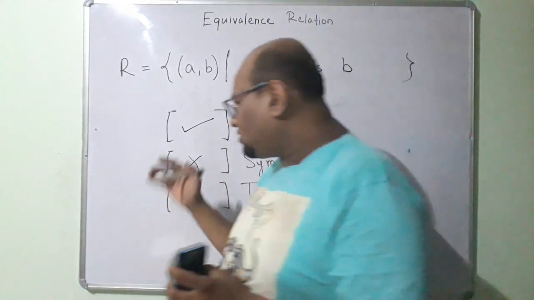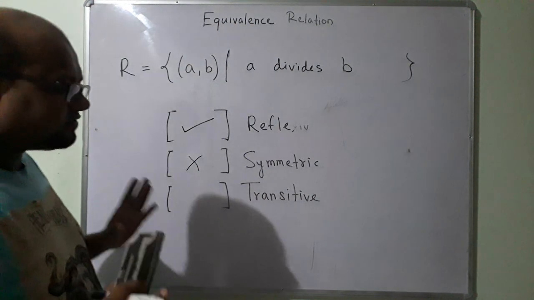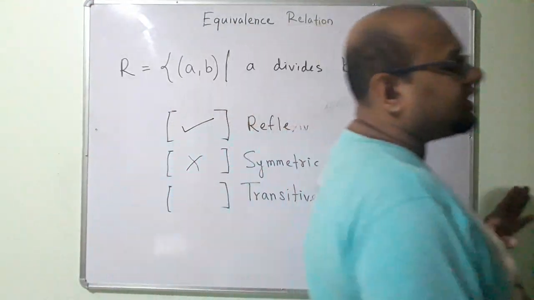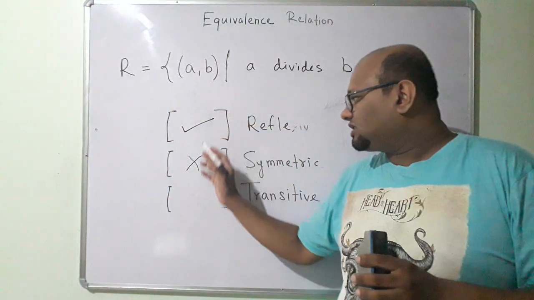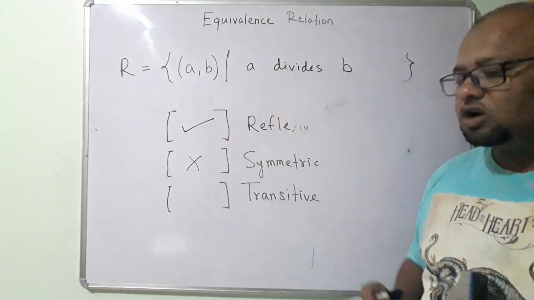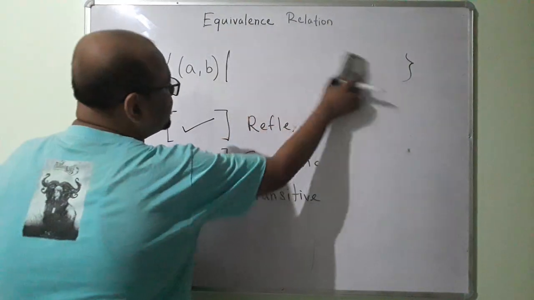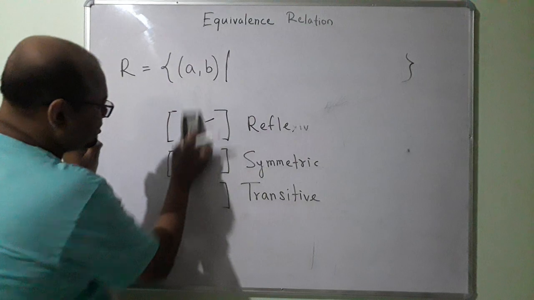Okay? Now I don't need to proceed anymore. Is it transitive? Yes, it might be transitive. It is transitive, but I don't need to care about it. Alright. I have seen that it is not symmetric. So that is how I know this relation is not an equivalence relation.